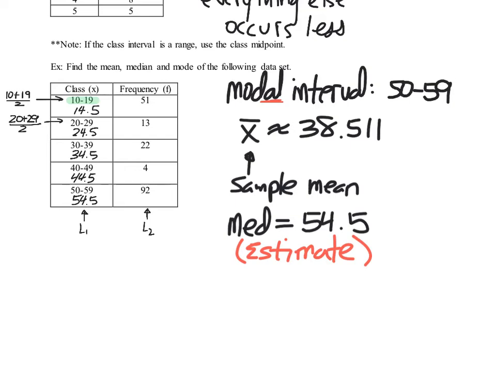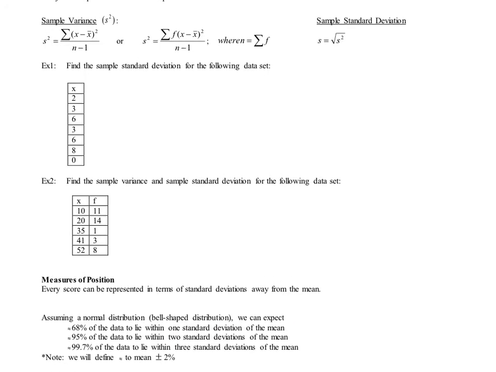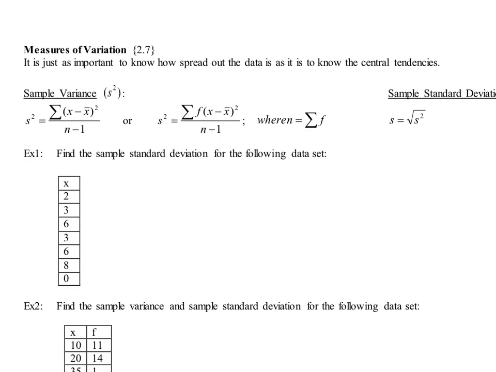All right. So speaking of going from there, we have the concept called standard deviation. All right. Measures of variation. They fall into a bunch of different categories, but the important one is standard deviation.